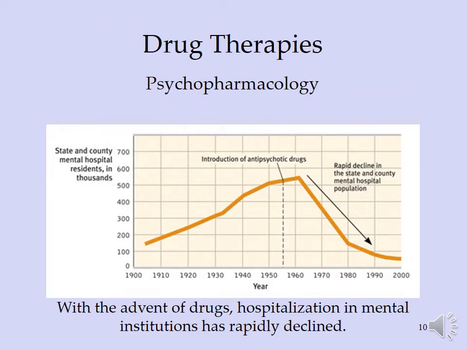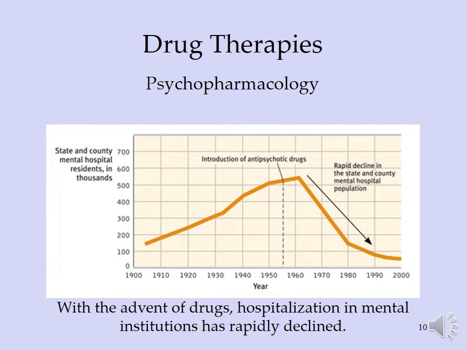So let's start with considering drug therapies. This is also known as psychopharmacology. That's a fancy word for drug therapy for psychological difficulties. The first antipsychotic drugs were produced in the 1950s.